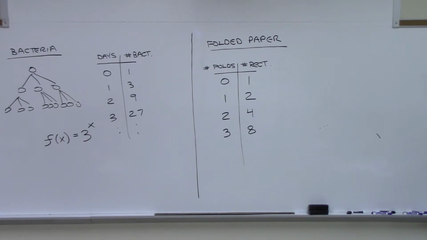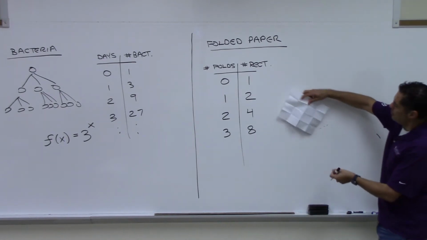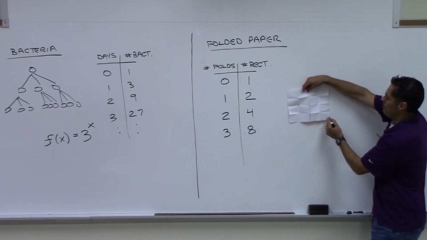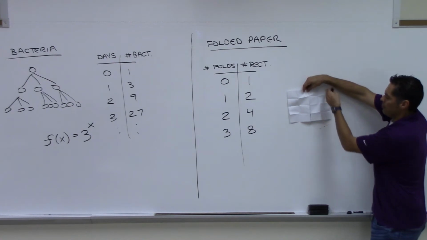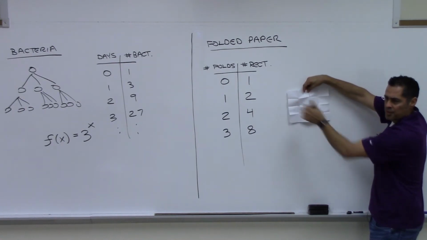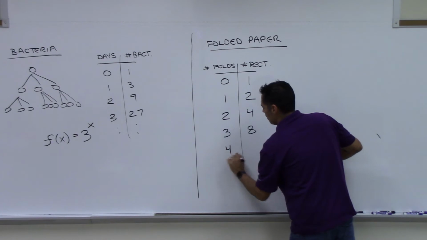16? Y'all see a pattern here? What's happening? By 2. Each time it's doubling, right? It's doubling each time. So here it is. 1, 2, 3, 4, and then 1, 2, 3, 4. So 4 this way, 4 this way. 4 times 4 is 16. So we have 16 rectangles.